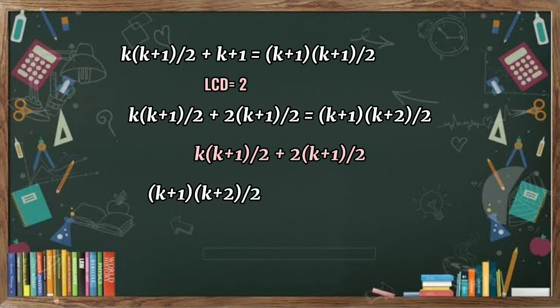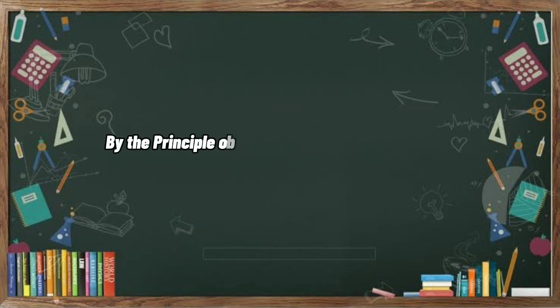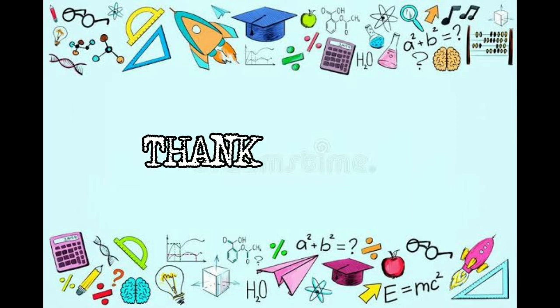And so based on our solution, we can see that this k plus 1 multiplied by k plus 2 over 2 is equal to the right-hand side of this assumption, which is also equal to k plus 1 multiplied by k plus 2 over 2. Therefore, we can say that the left-hand side of p of k plus 1 is equal to its right-hand side. This means that p of k plus 1 is true, and the proof is completed. Hence, by the principle of mathematical induction, we can say that p of n is true for all the natural numbers n.